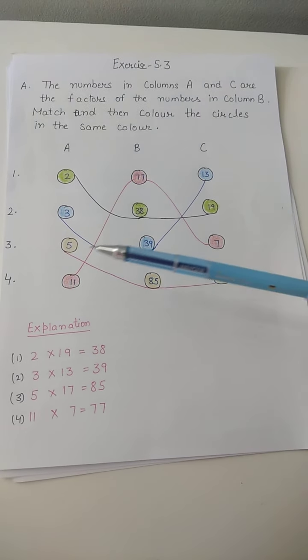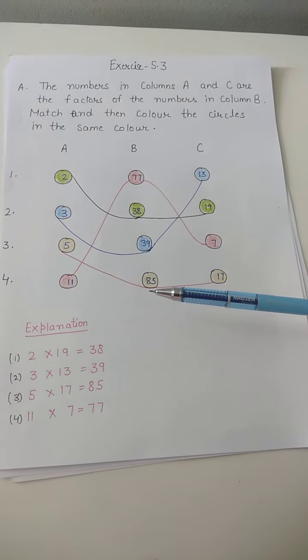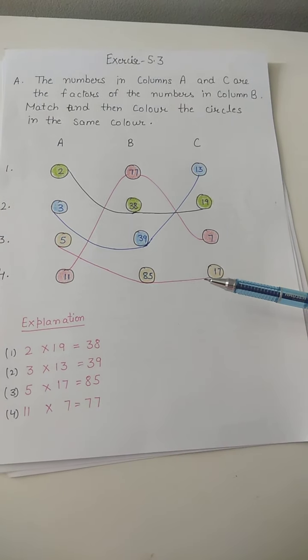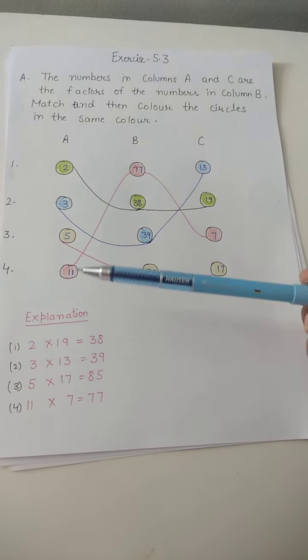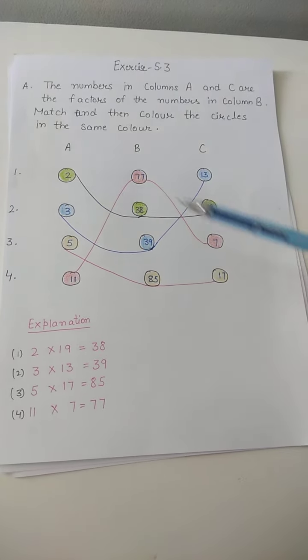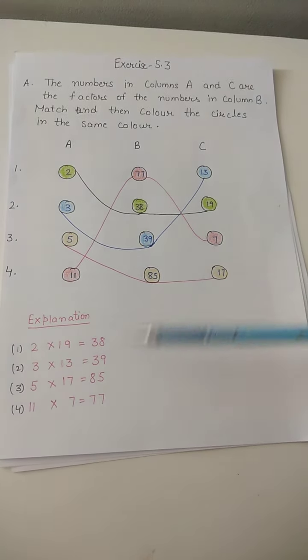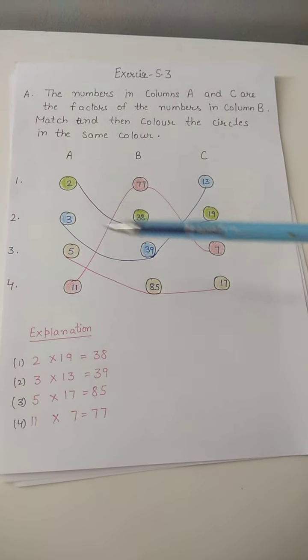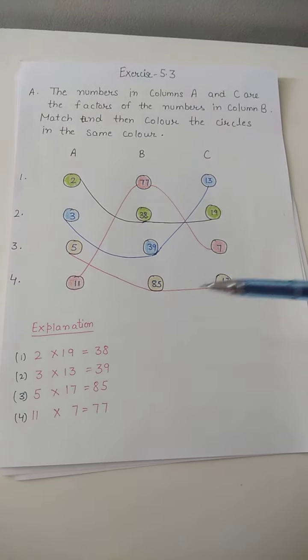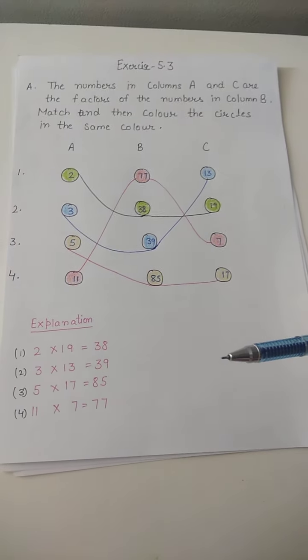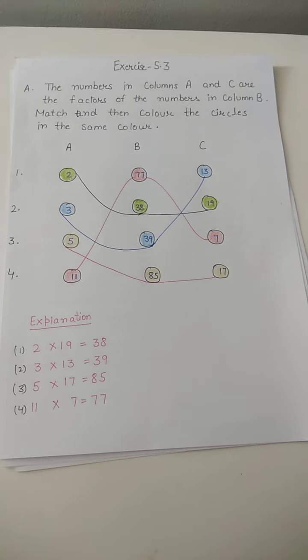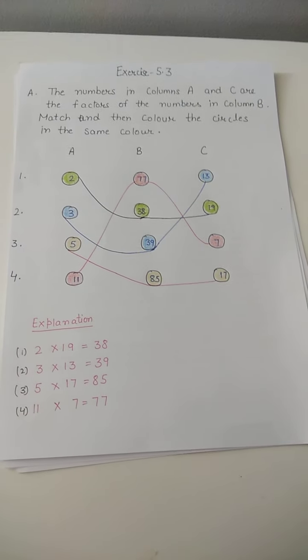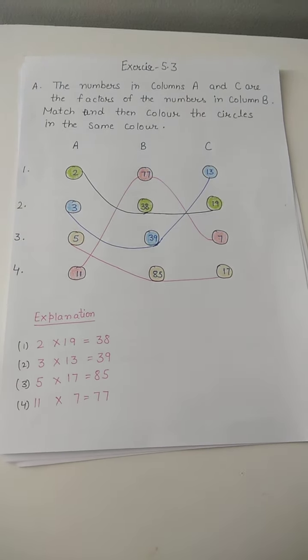Then 5. Which number can go with 5? 85. Yes, 5 multiplied by 17, what will come? 85. Then 11 multiplied by 7 is 77, and 78 is its pair. You can see here this method of using color or making curves, we also call it the rainbow method. Right everyone? We will do that next also. So this question you have to do in the book only.